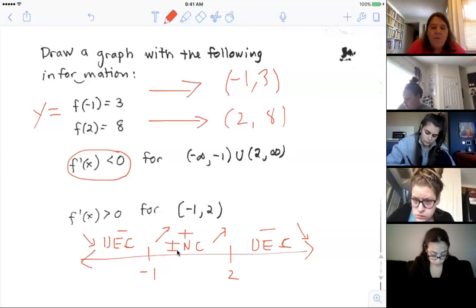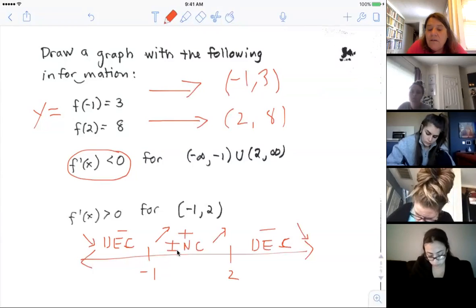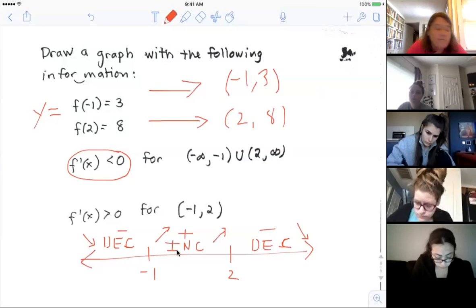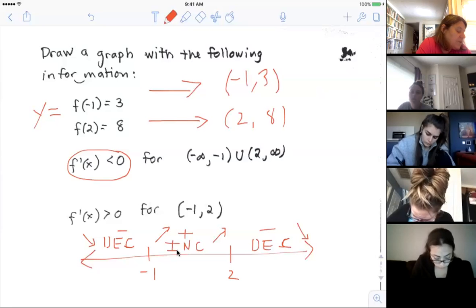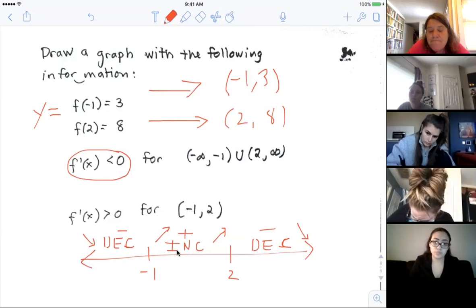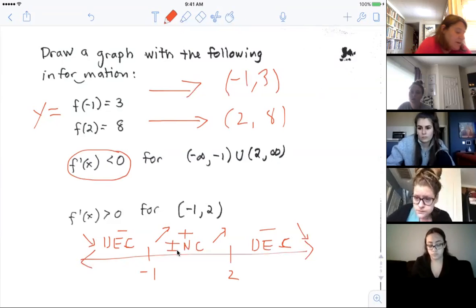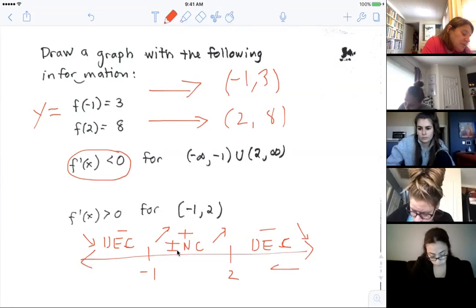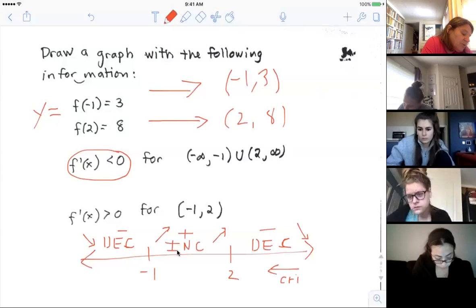So what are -1 and 2? They appear to be what, guys? Where do things change? What name did we give those places where the derivative was 0, basically? Those are what we call critical numbers, okay? So those are the things we would get from the derivative. We don't have the function here, but that's what they're doing. Those are the critical numbers.